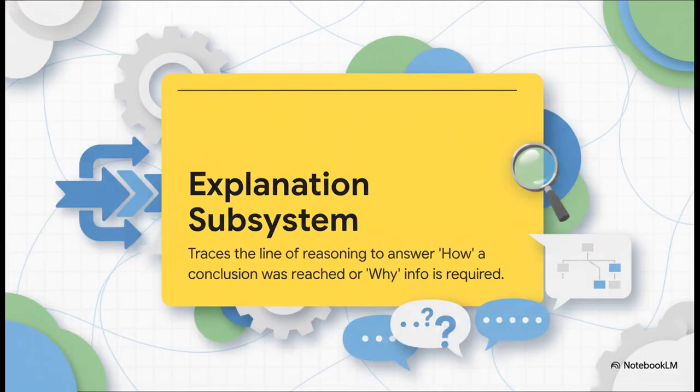Now, this next one, the explanation subsystem or justifier, is absolutely crucial. It's what builds trust. It lets the system show its work. So you can literally ask it, hey, how did you come up with that? Or why are you asking me for this specific piece of information? And it will lay out the exact chain of reasoning it followed. That kind of transparency is a total game changer.